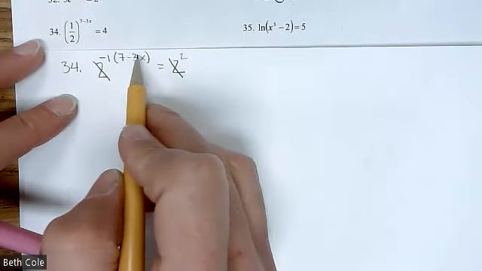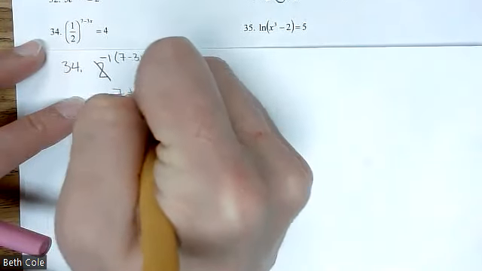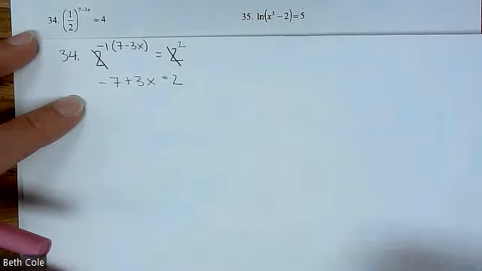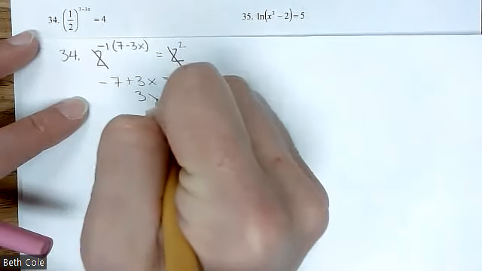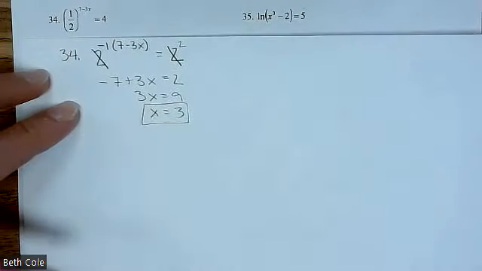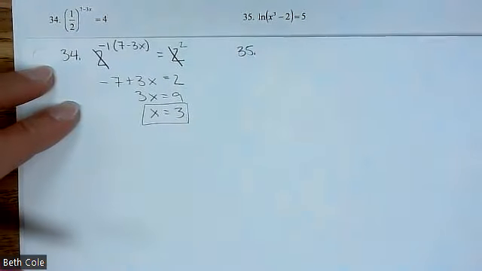What would you do with the negative? Distribute. It'll be -7 plus 3x equals 2. And then you're back to like an algebra 1 kind of problem. Add over the 7, divide by 3. Once you get rid of the exponential or logarithmic part, you always get back to an algebra 1 or algebra 2 type of problem.